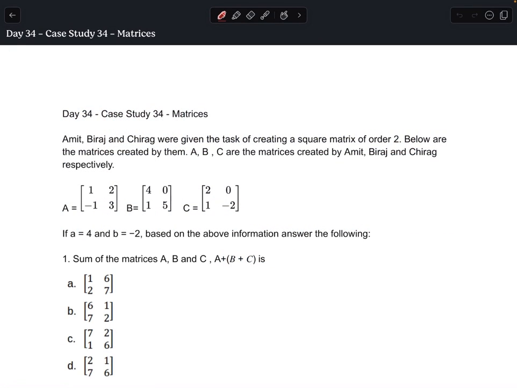The question goes like this: Amit, Biraj, and Chirag were given the task of creating a square matrix of order 2. Below are the matrices created by them. A, B, C are the matrices created by Amit, Biraj, and Chirag respectively. If A is equal to 4 and B is equal to -2, based on the above information, answer the following.